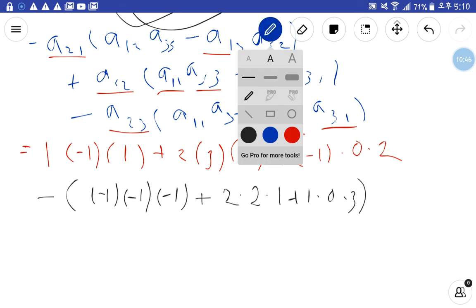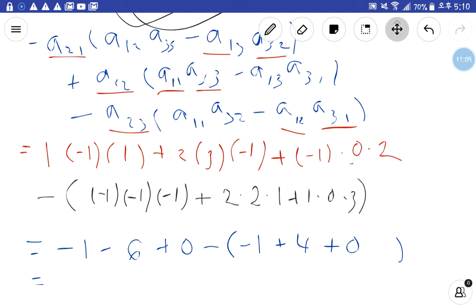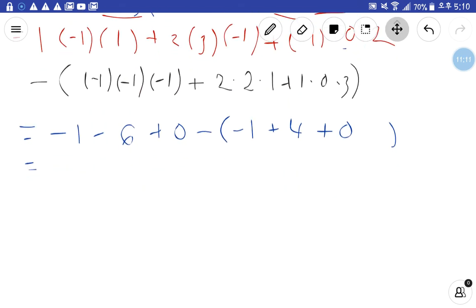So calculate everything that you have: -1 for the first part, -6. And then any number times 0 is what? Just 0. Minus everything together: -1 plus 4 plus 0. So when you get familiar with that, you don't even have to write down all of that. You can just do it quickly. Now, -1 minus 6 becomes -7, minus +3. That becomes what? -10. That's how we find the determinant by using our hand.